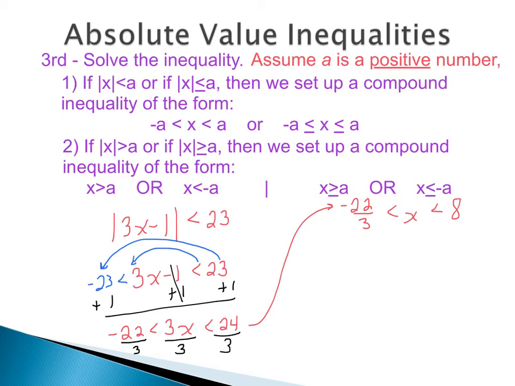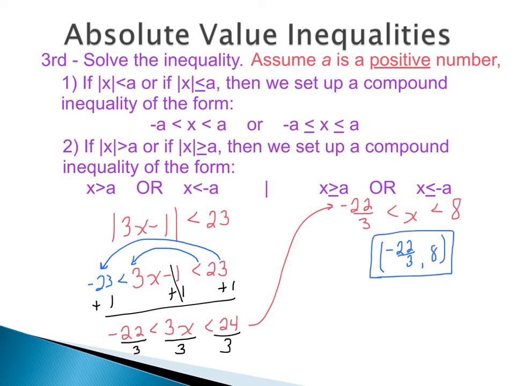So we want to be able to write this in interval notation as well as graph it. Writing it in interval notation isn't too bad because we just have a less than and a less than, and our x is in the middle. So what this reads is that negative 22 over 3 is less than x, which is less than 8. Or we want all of the values that are between negative 22 over 3 and 8. So we use parentheses with both since we have less thans, negative 22 over 3, all the way up to 8. So there's no infinities. That would be your interval notation.